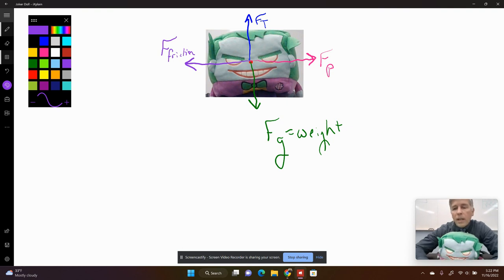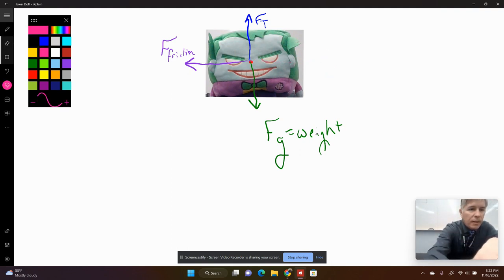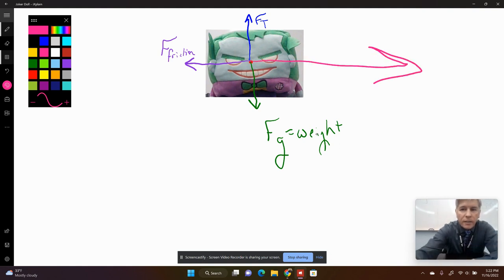Now, what if I instead accelerated him? What if I went like that across there? All that means is that my pink force over here must be greater than my force of friction. So I'm accelerating him across the table.